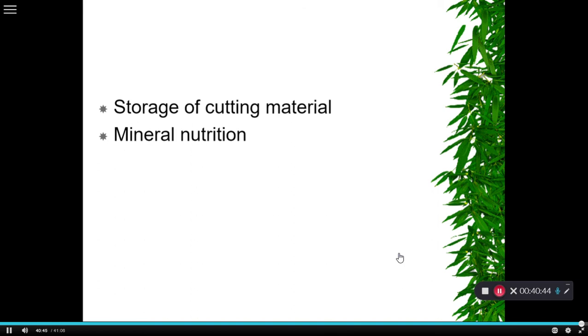All right, folks. So think about all those aspects of plant manipulation and improving rooting. If you have questions on any of those cutting types, locations, manipulation steps, please let me know.